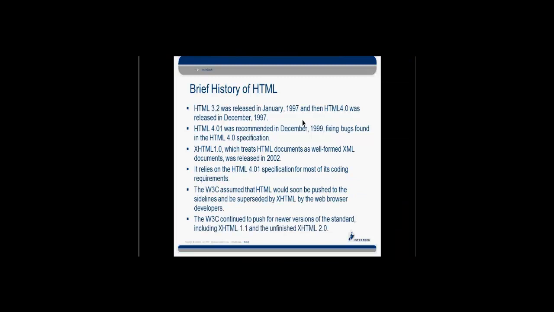HTML was released in January 97, and then HTML4 was released in December of 97. Officially, though, 4.01 was recommended in December 99, fixing a few bugs found in the HTML4 spec. At that time, things were going great. People were creating content with HTML4 using CSS. You know, the web world was looking pretty good.